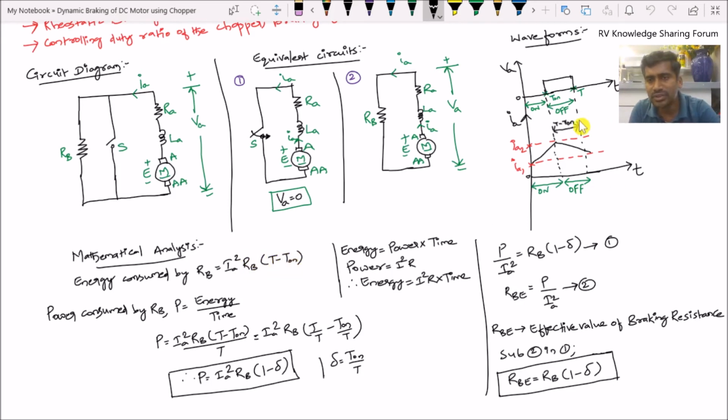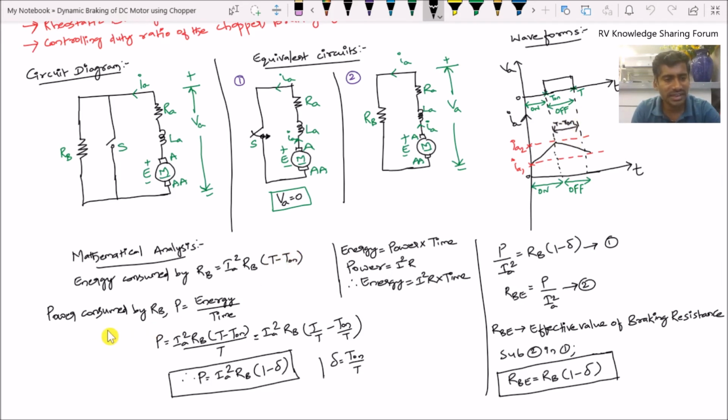Please refer to the waveform. From here to here it is T on, and from here to here it is T. Therefore, this period of time is T minus T on. During this period the braking resistance is operating, and the current flows through the braking resistance. So here we have taken the time as T minus T on.